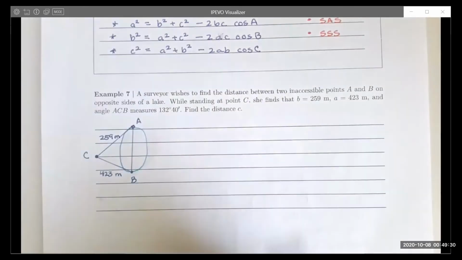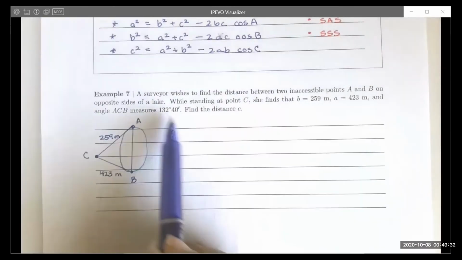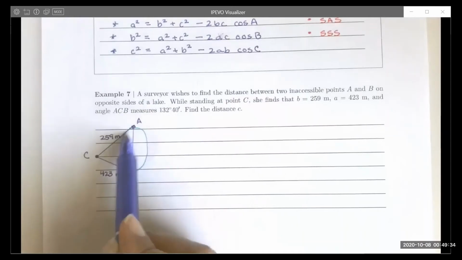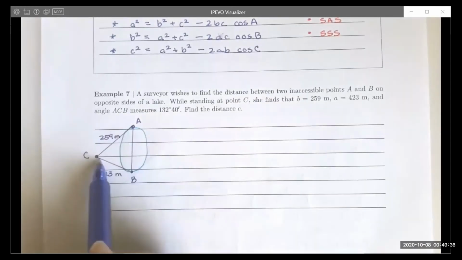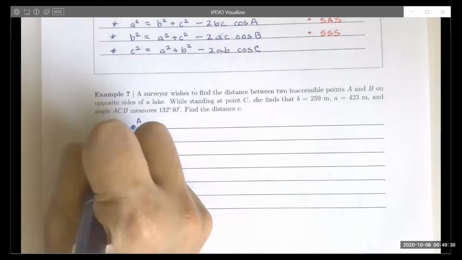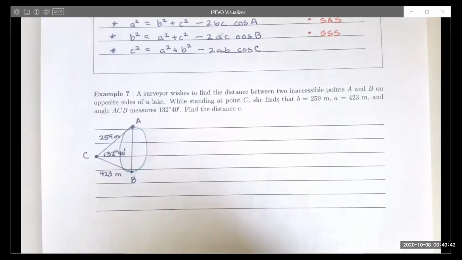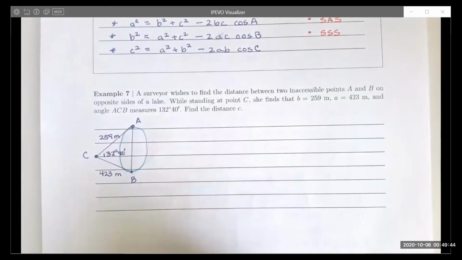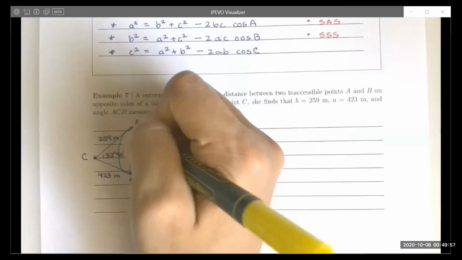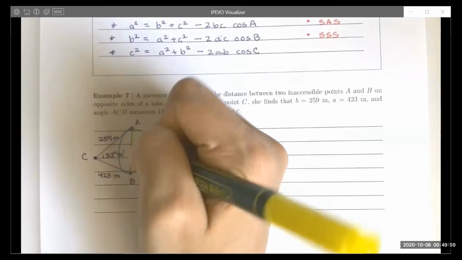They also tell us the measure of angle ACB. So here's ACB. It's the same as angle C, but since originally these were just points and not necessarily a triangle, they're being very specific about what angle they're referring to. But it's the same as angle C. It's 132 degrees 40 minutes. Now what they want us to find is the distance C. So that means we need to find the distance across the lake.